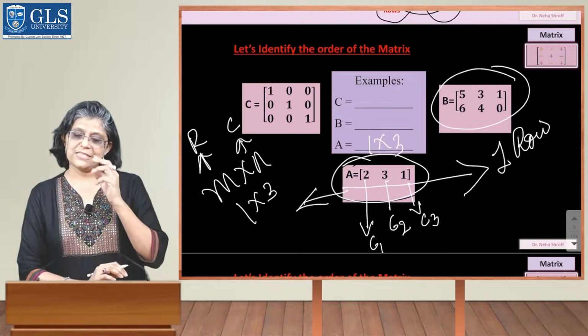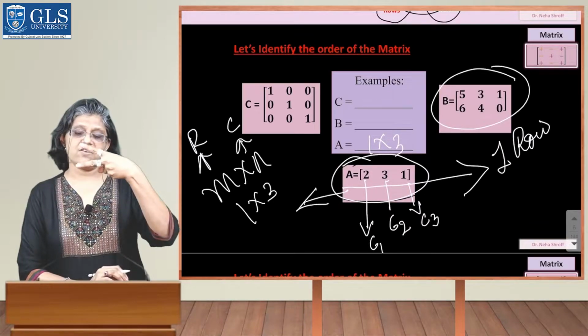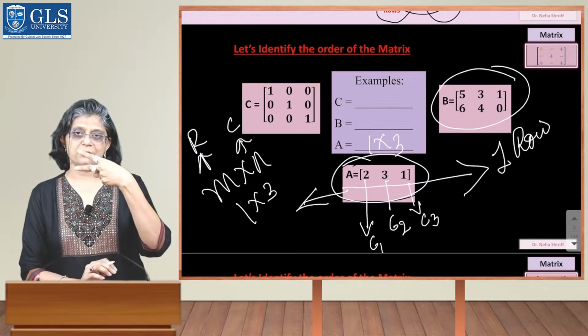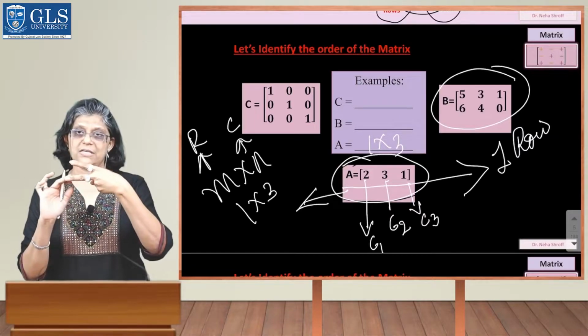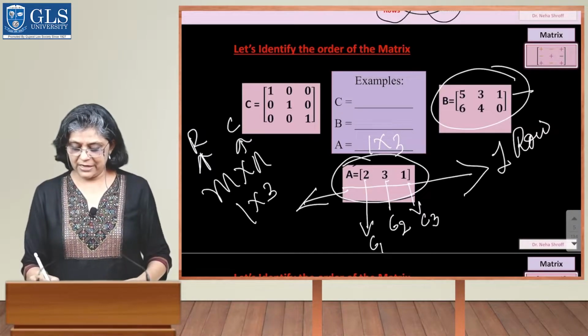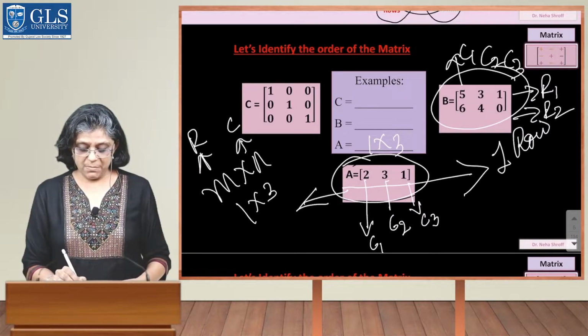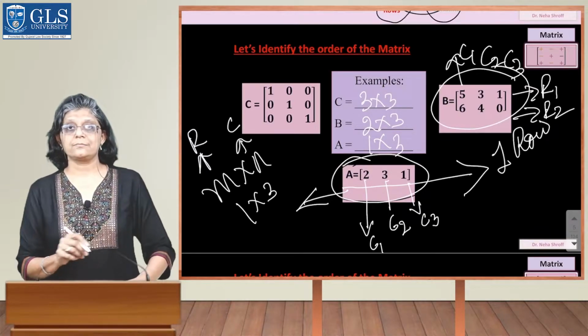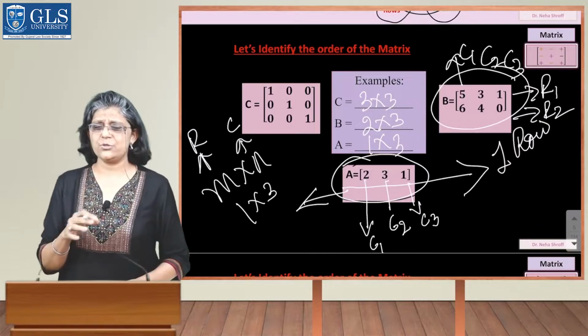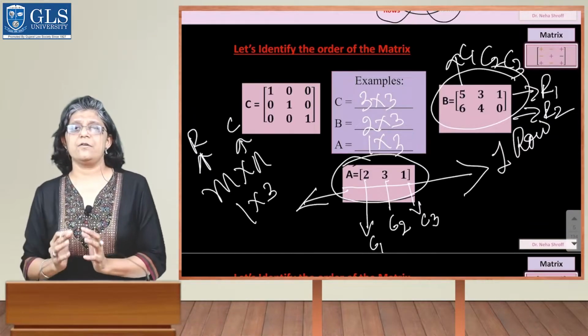You can very well see how many rows there are. When we say row, please do it like this, that represents how many rows there are. So we say there is row 1 and row 2, column 1, column 2 and column 3. So the B matrix has 2 rows, 3 columns. The C matrix has 3 rows, 3 columns. I think by now you have understood clearly the order of the matrix.